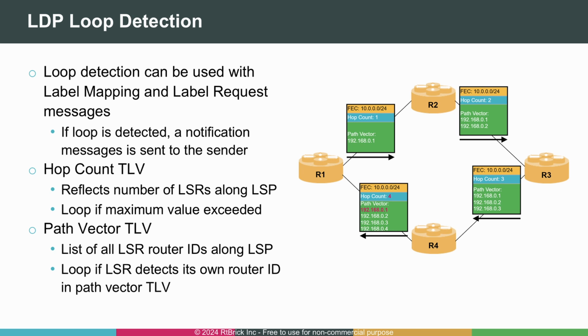However, this method is limited. In large networks, the maximum hop count must be set high enough to accommodate the network's diameter, reducing its effectiveness as a reliable loop detection tool. Like the data plane TTL mechanism, this method prevents infinite loops but does not proactively detect them during label distribution.